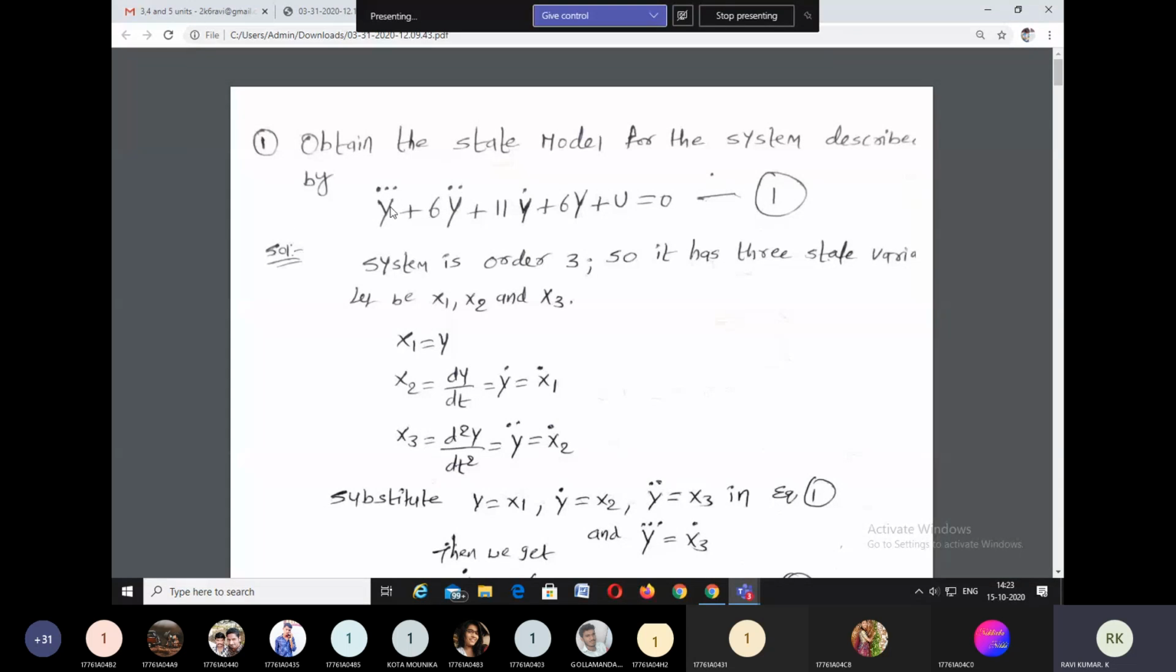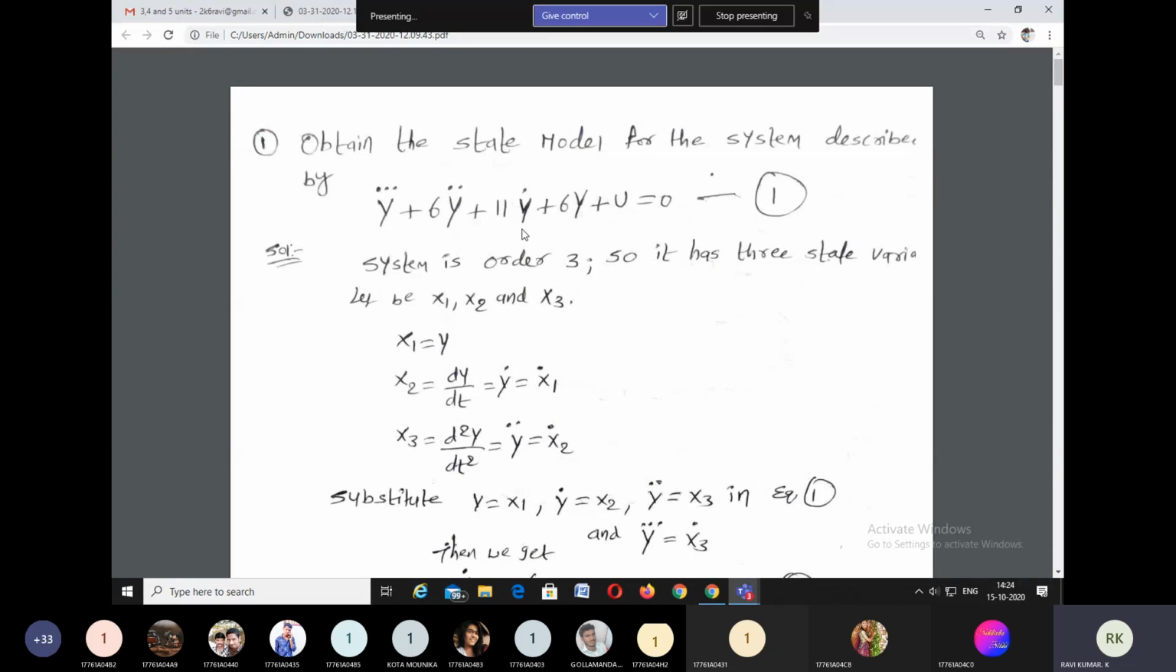If you write this in the S domain, we get u of s, 6 y of s, 11 s y of s, 6 s square y of s, s cube y of s. Now you can write y of s by u of s is equal to 1 by s cube plus 6 s square plus 11 s plus 6. That is nothing but the transfer function of the system in the S domain. It is represented here as a differential equation, so indirectly they have given the transfer function of the system.